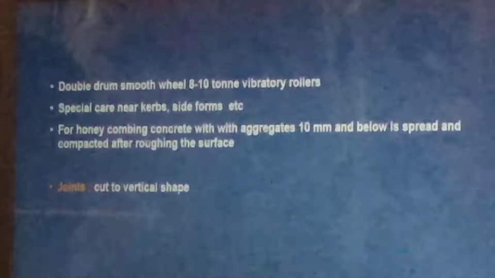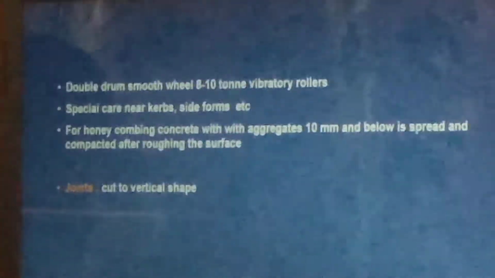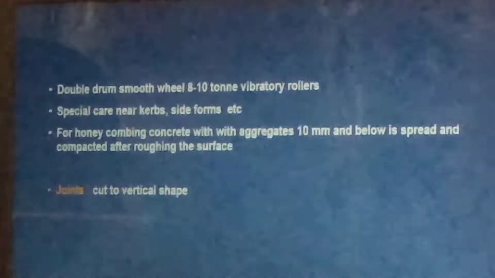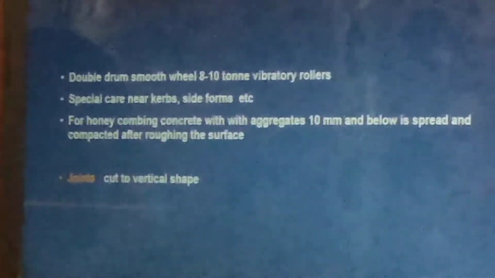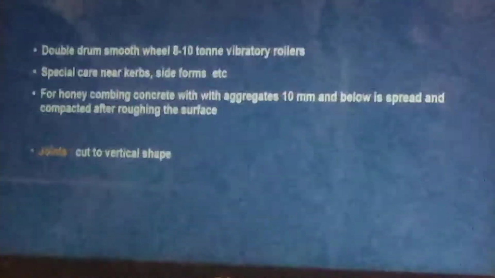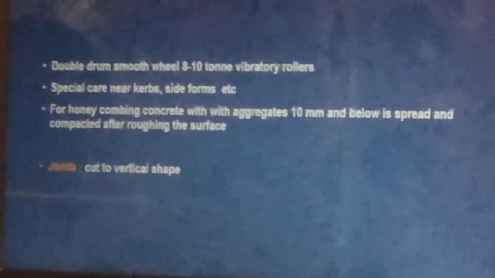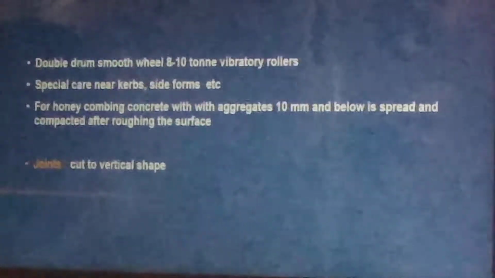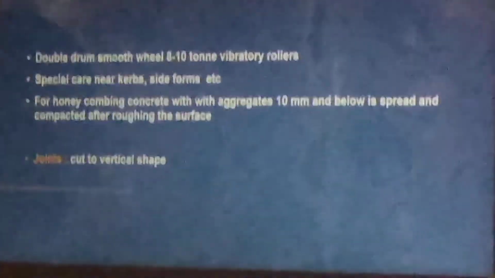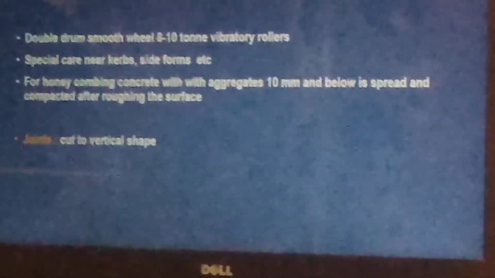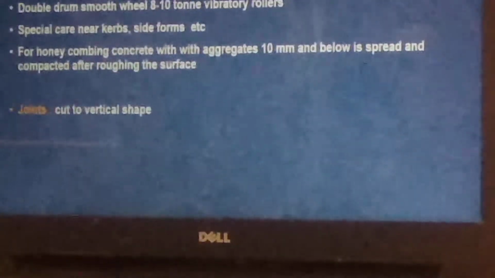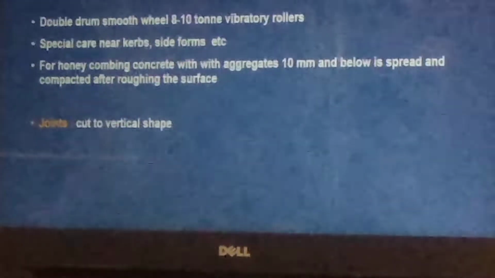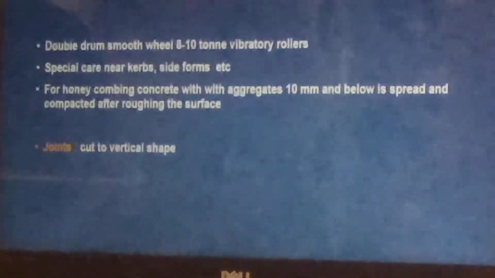For compaction, we have to use a double drum smooth wheel roller of 8 to 10 ton capacity. We need to take special care near curbs, side forms, etc. while rolling. Sometimes you may see honeycombing. For honeycombing, concrete with aggregates 10 mm and below is spread and compacted after roughing the surface.